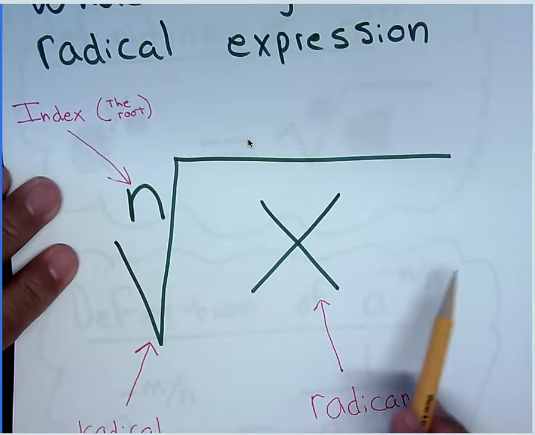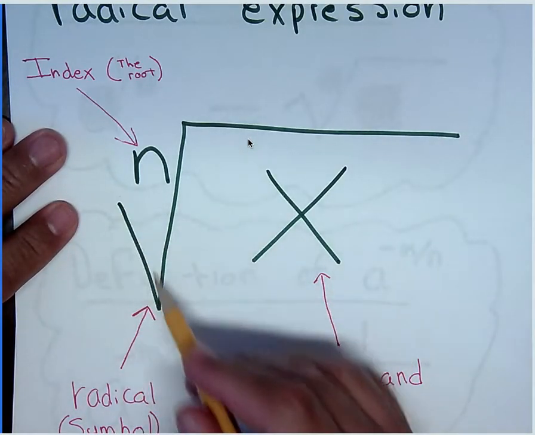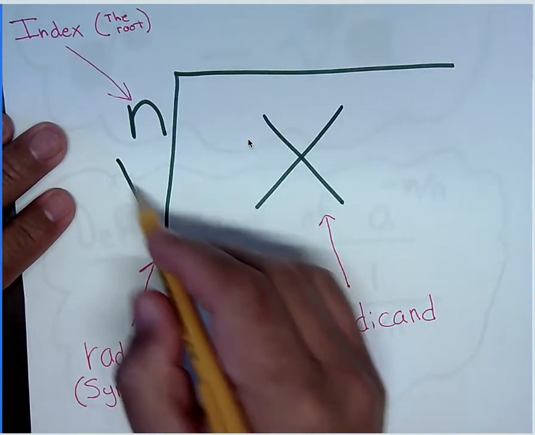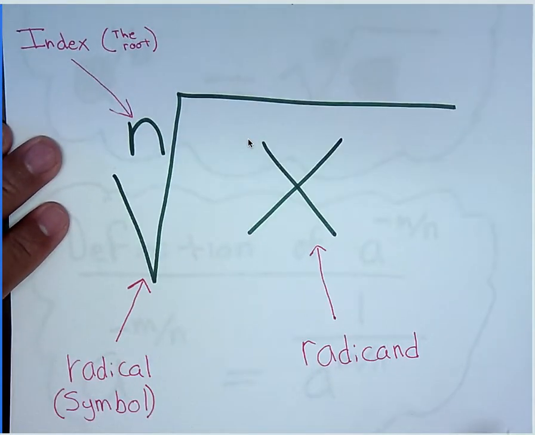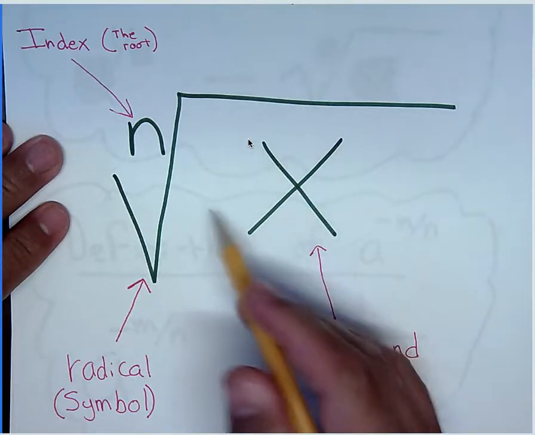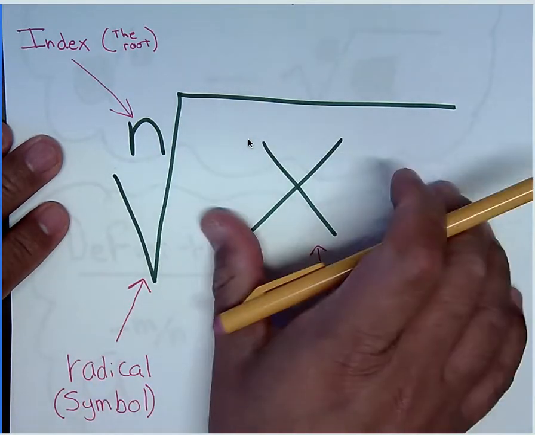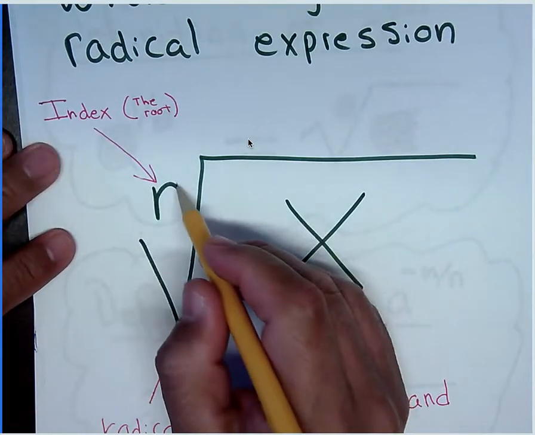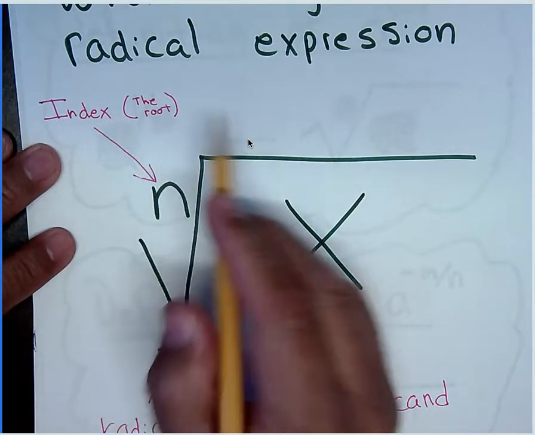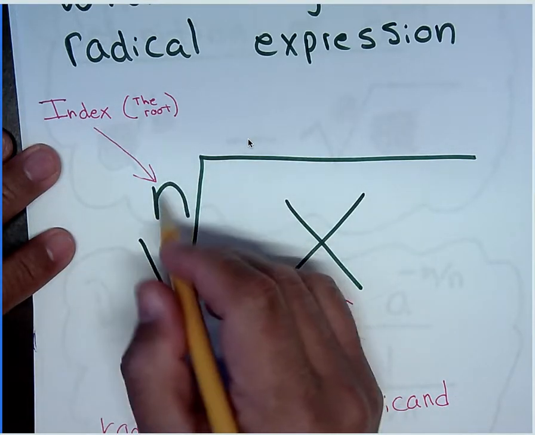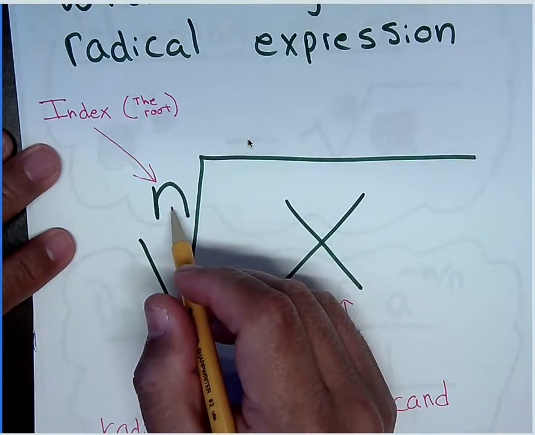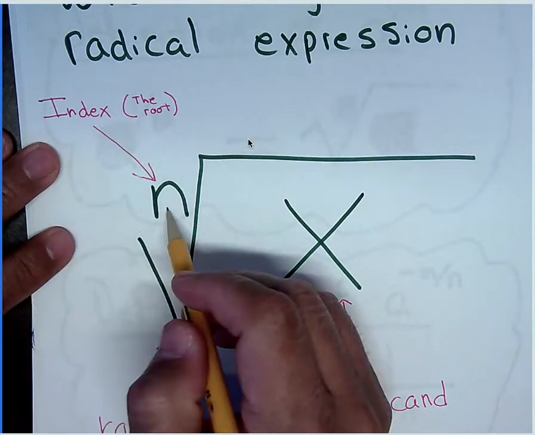So remember, this house would be the radical. Whatever's inside can be multiple things. It can be a binomial, it can be just a number. Whatever's inside is called the radicand, and this one would be the index, or the root that you're taking, like the cube root, the fourth root. That would be the index.